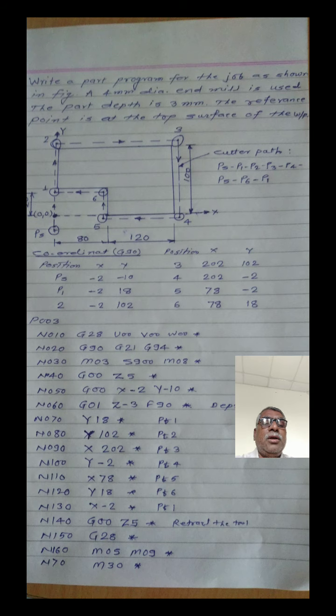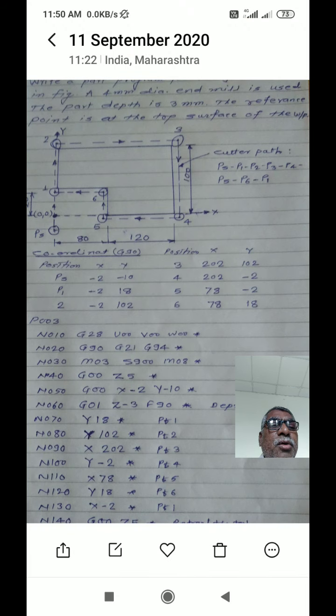Then you have to draw the job drawing. Then find out the various dimensions of the component. Then according to the profile, you have to locate the cutter path. Before that, first you have to locate the workpiece 0. As mentioned in the problem, the reference point or workpiece 0 is at the top surface of the workpiece.